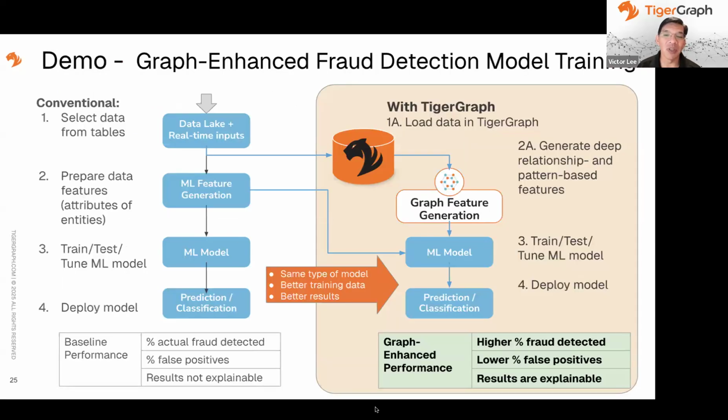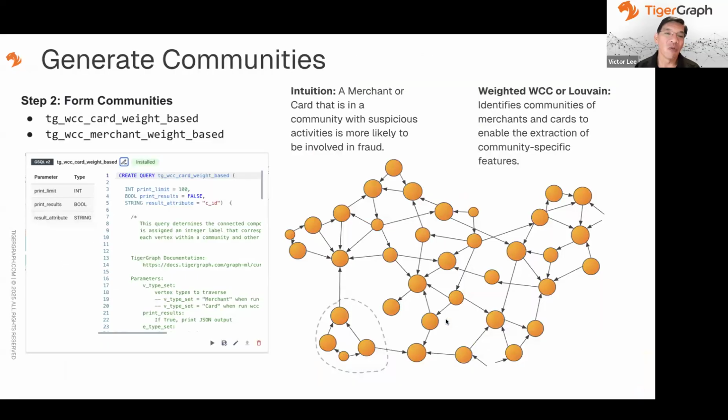Just a reminder of this diagram. When you deployed the solution kit, it already loaded the data into the graph. If you have your own data, we have example loading jobs to show you how to do that. We're now going to talk about the graph feature generation. Then we'll show that we go through traditional machine learning model training. So, first features that we generate, we form communities. We have two communities in particular, those around the credit cards and those around the merchants.